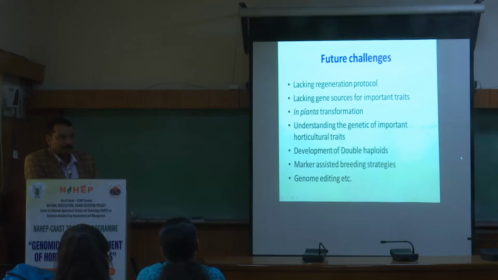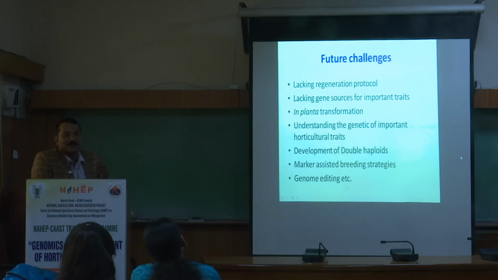Then there is lack of gene sources. In planta transformation is one way which can be used in case of mango. Agrobacterium mediated transformation technique is there, where we go through callus culture. But in planta is a new technology where transformation is done using the entire seedling. We are not taking a callus or cell. We are using a whole seedling.